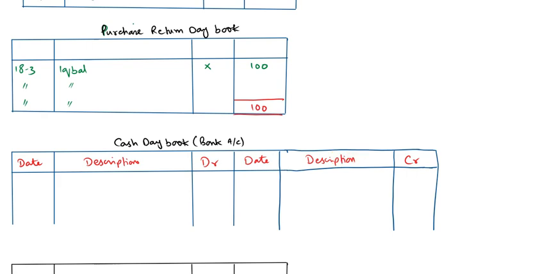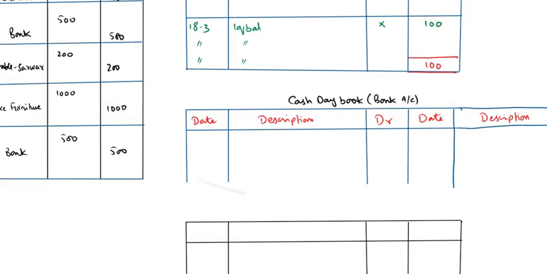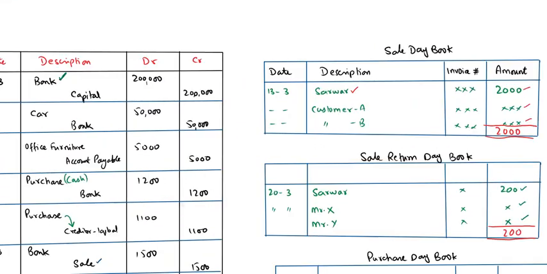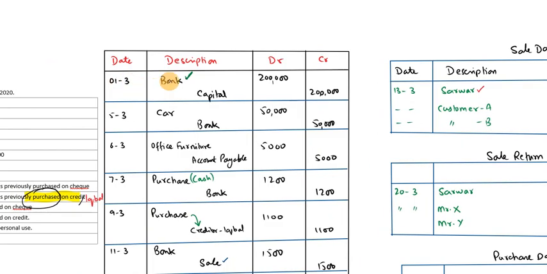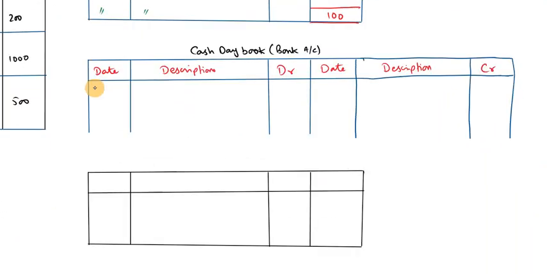The first entry which we made by using the bank account is the capital. So we record capital on the debit side. What's the date of transaction? We can see the date of transaction is 1st March. Bank debit, we will record 2 lakh on the debit side of the cash day book account. Bank will increase against the capital. So 1st March, capital 2 lakh.